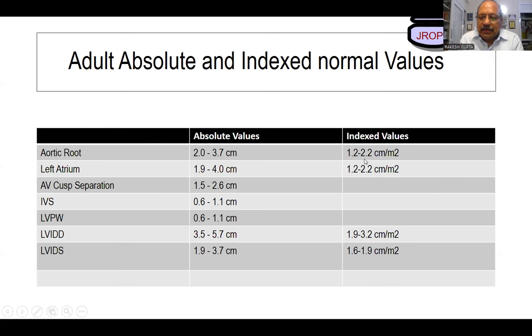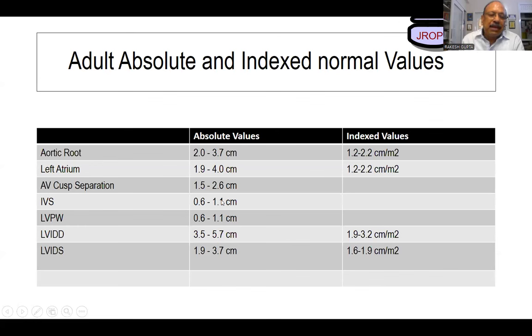The ratio is 1:1. Look at the LV, 32 millimeter maximum size. 22, 32. And then it contracts by one third. So if it contracts by one third, it remains 19. Suppose this is 30, so this becomes 20. So remember 22, 22, 32. And whenever we remember aortic valve cusp separation, this is 15 to 26 millimeters.